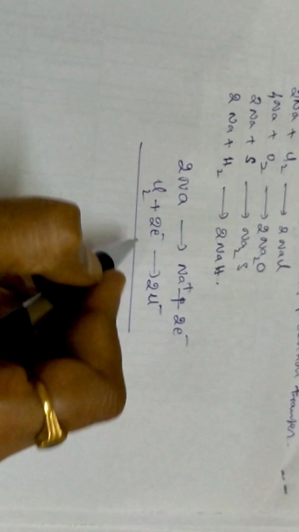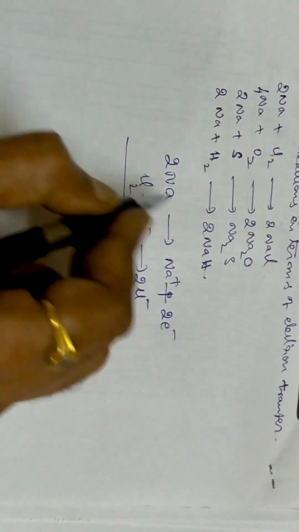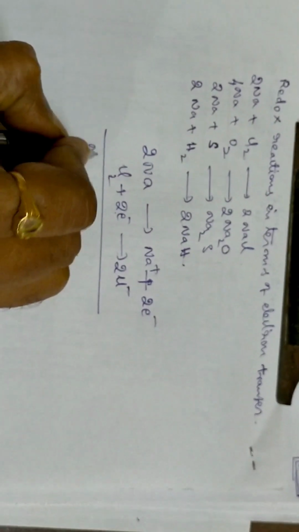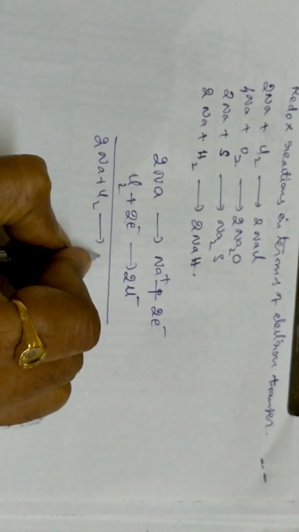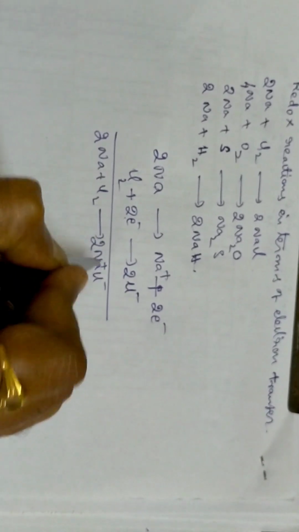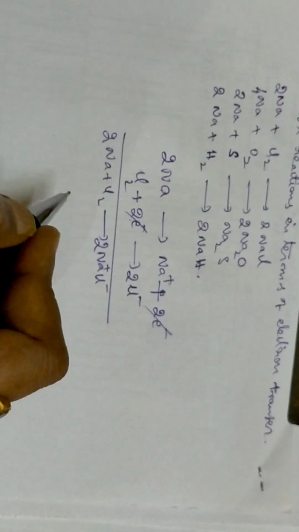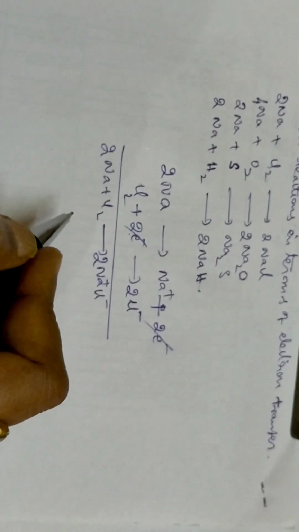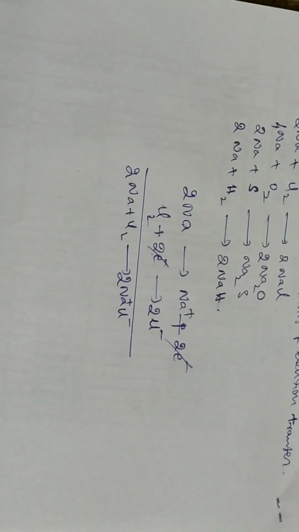If you combine both equations, the electrons cancel. Sodium plus chlorine, the same equation will come: 2 Na plus chlorine gives sodium chloride, Na+ Cl-. I am cancelling both electrons. This is the electron transfer method. So it is nothing but oxidation of the sodium and the reduction of the chlorine.